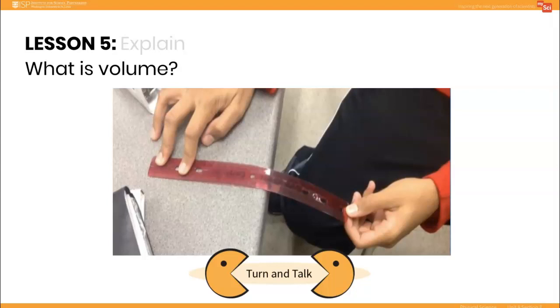You'll explain to students that volume describes the intensity of a sound, how loud or how soft that sound is. Tell students that the unit we use to measure the volume of sound is decibels.